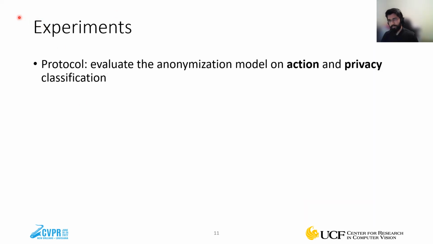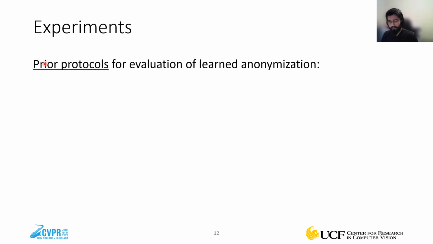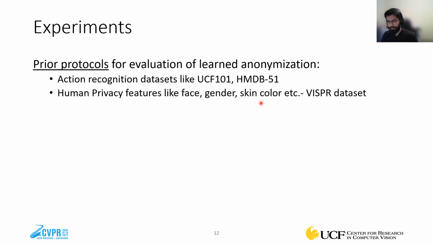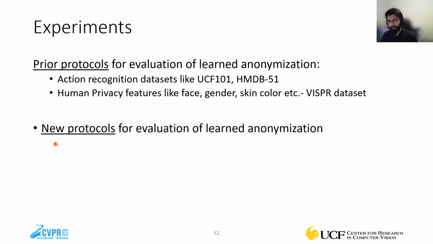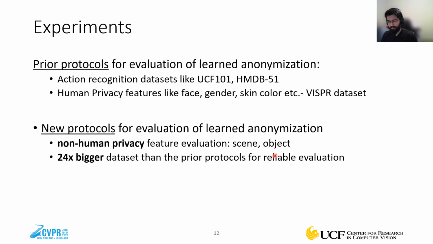So in the experiment section, protocols are mainly based on action and privacy classification from the learned anonymization. So action performance should be retained and privacy classification should be degraded. First we study prior protocols, which involve human action recognition datasets like UCF101 and a privacy dataset like VISPR. We also study new protocols like non-human privacy, which includes private information of scene and object. And we also evaluate on a 24 times bigger dataset for robust evaluation.